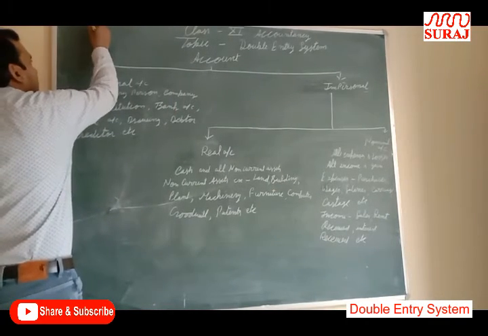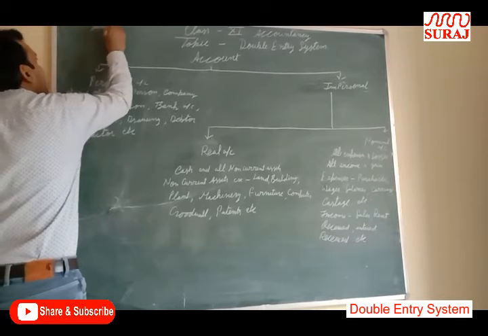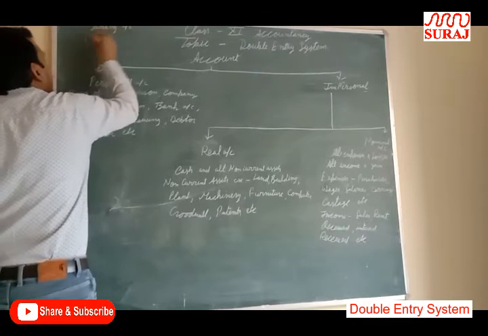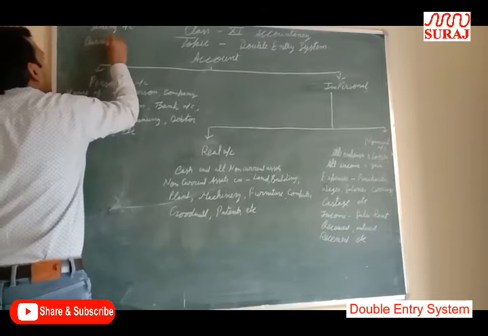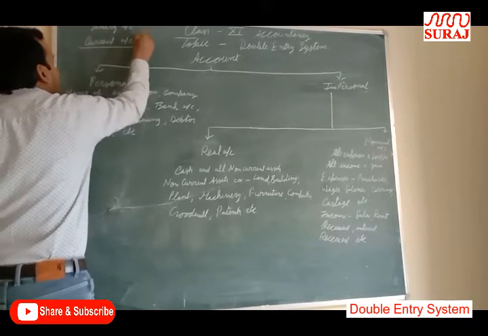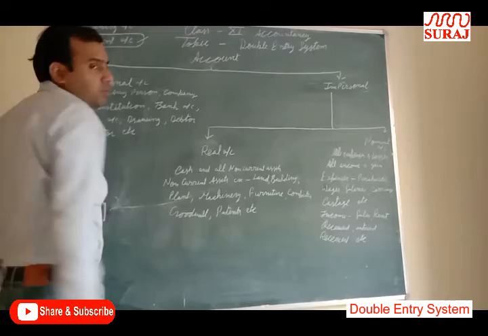Bank creates two types of accounts. First is the savings account. Second is the current account. For business we open a current account. So bank represents the current account.